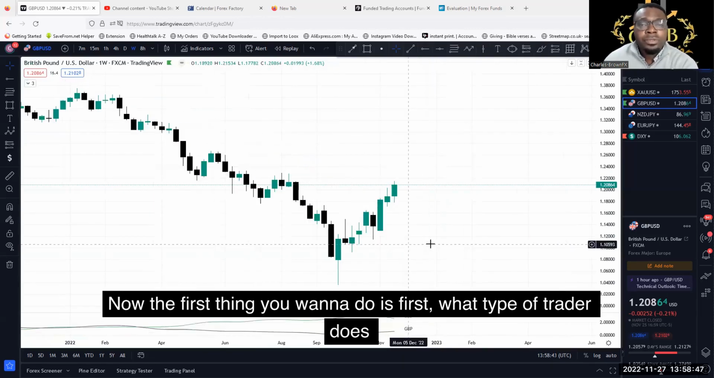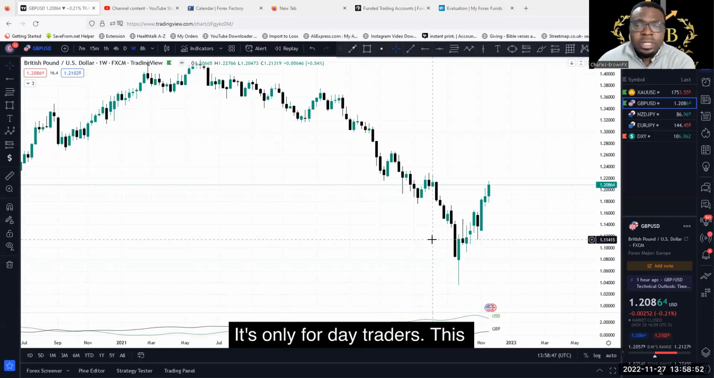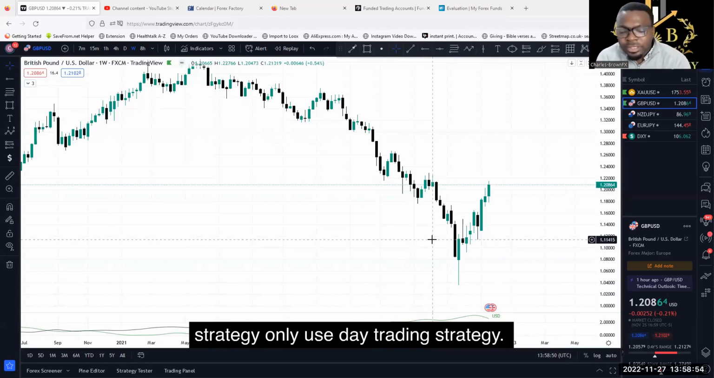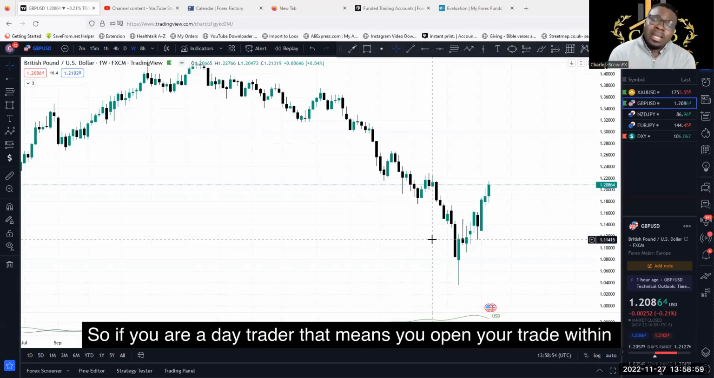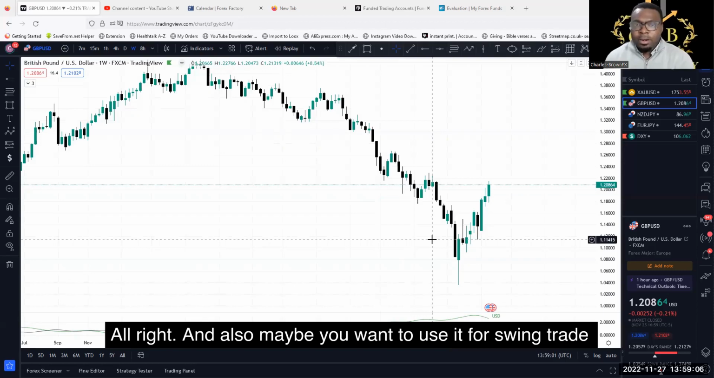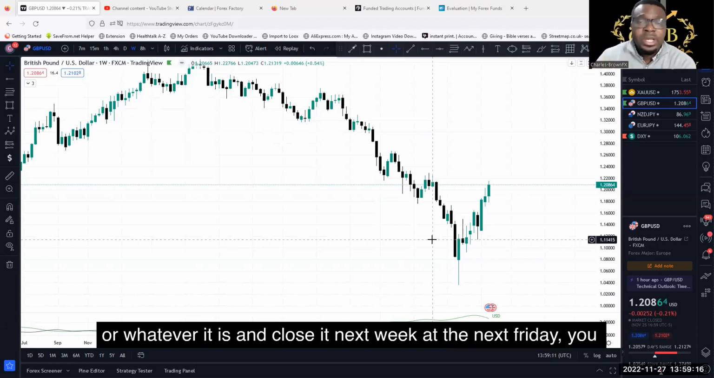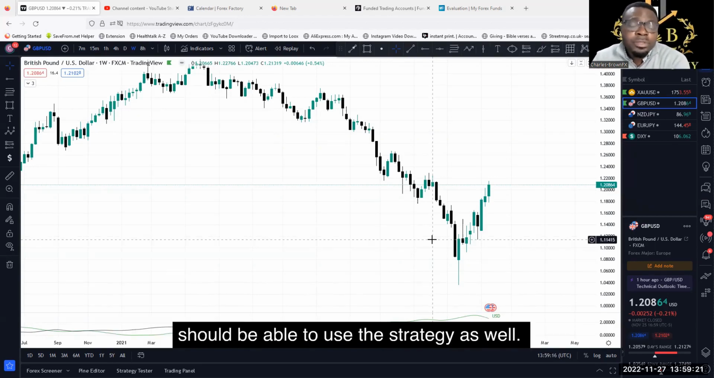Now, the first thing is, what type of trader does this strategy fit? It's only for day traders. This strategy only uses day trading strategy. So if you are a day trader, that means you open your trade within a day and close it within that day, then this strategy is for you. All right. And maybe you want to use it for swing trade, probably within a week. Open a trade on a Monday or Tuesday or whatever it is, and close it the next Friday. You should be able to use the strategy as well.